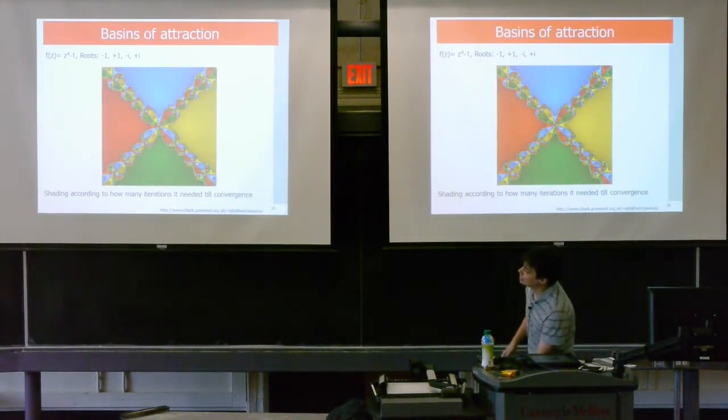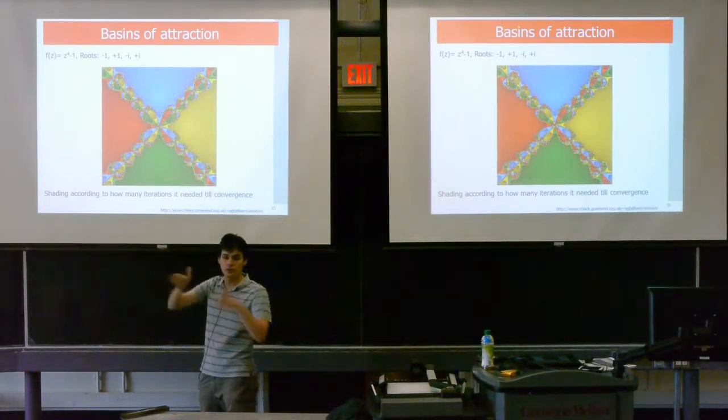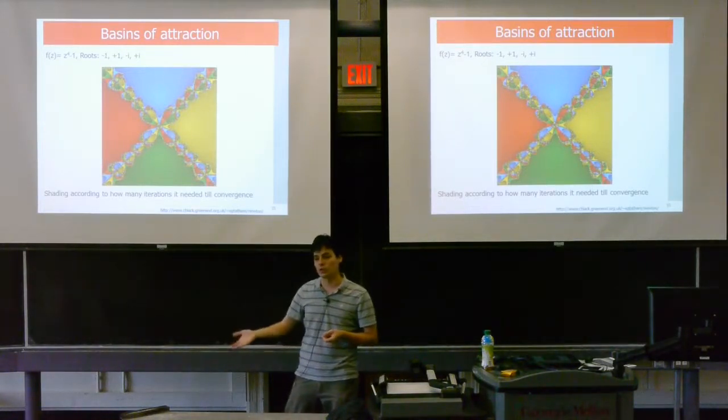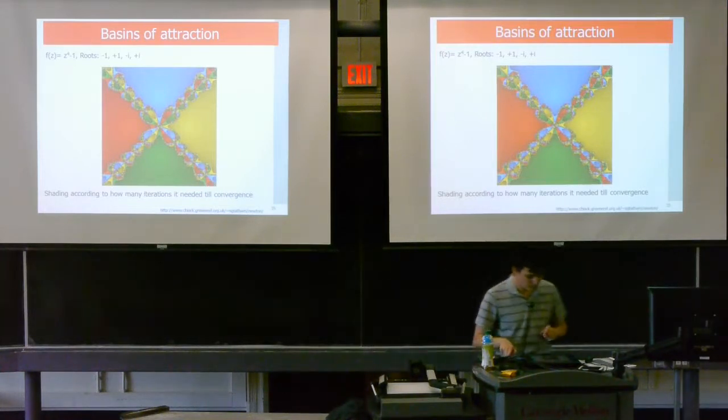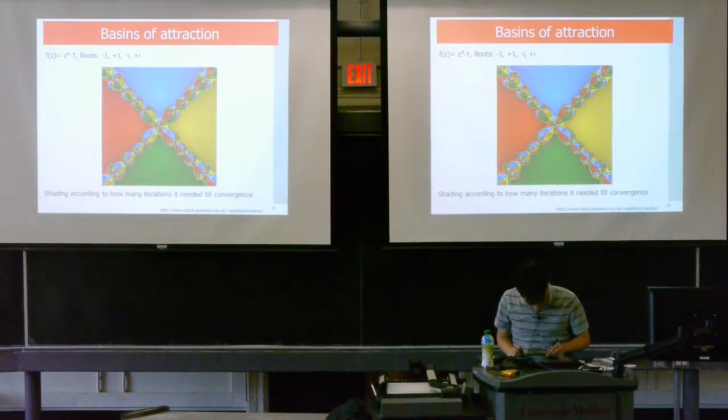You can also change color. You can change shadings according to how many iterations you need to converge. So you fix an epsilon, and you count how many iterations you need to get epsilon close to the root. And brighter color means that you need fewer iterations. So this was plus 1. This is minus 1, minus i, plus i. And you can see that if you start from close to plus 1, then you don't need many iterations. But if you start far from plus 1, then you need more and more iterations. And again, at the boundary, it just looks messy.